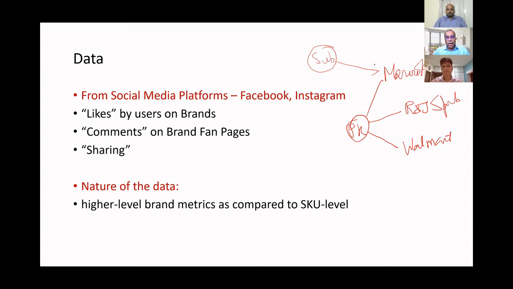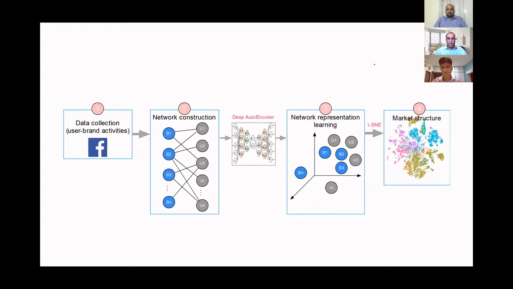And so what we are trying to do here is, if you take all this high-level, brand-level data, how does the structure look? That's the question that we have. So what we do here is this: we take the data from Facebook, millions of data points, and then we construct the network.